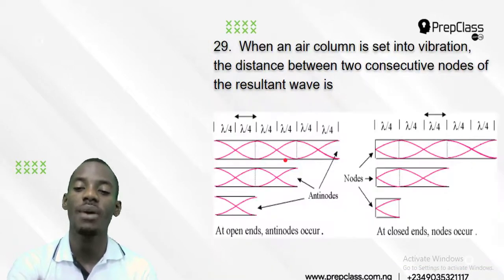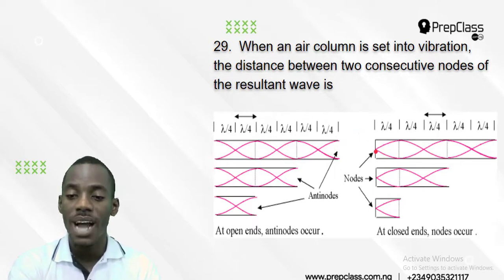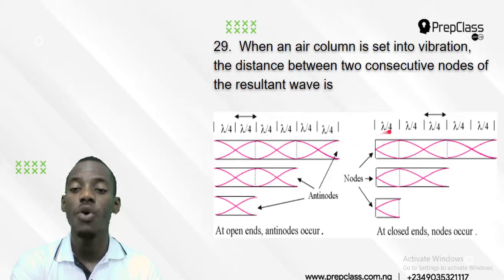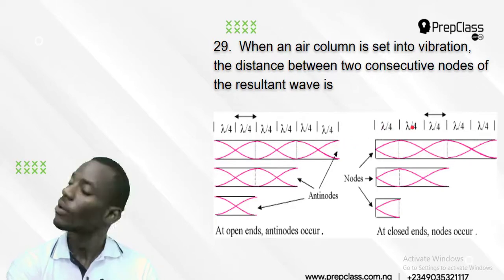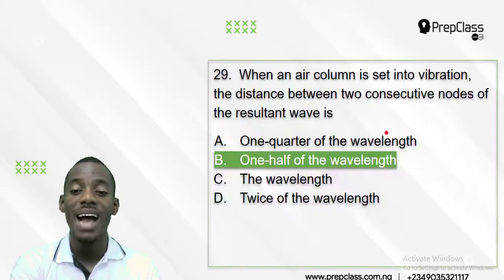Why is it 1/2? I'll tell you why. The answer is 1/2 because this is a node and this is the next node. What is the distance between them? Half of it is 1/4, and the other half is 1/4. 1/4 plus 1/4 gives you 1/2, because mathematically, if you combine 1/4 plus 1/4, you will get 1/2, and that is half. Therefore the answer is 1/2.